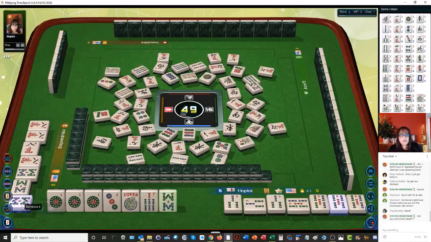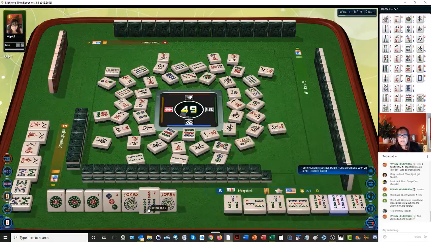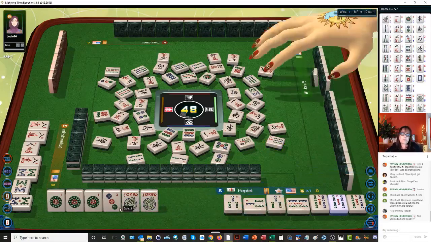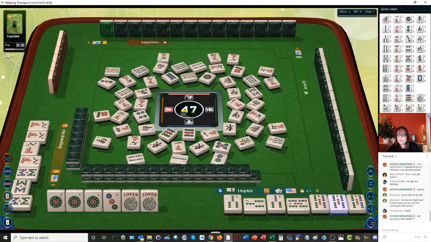Oh, look, we get a joker. I'm going to call it dead. Eight bamboos. I might lose points here. Seven bamboos. I think she might have made a mistake because there's no hand that has a Pung and a Kong of characters of the same number. I think it was a mistake.